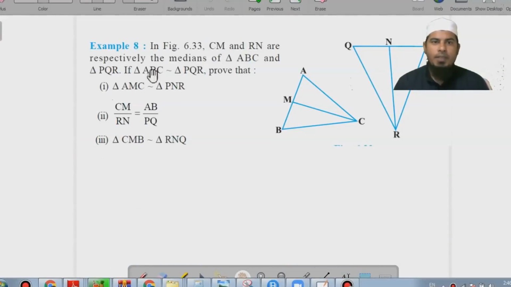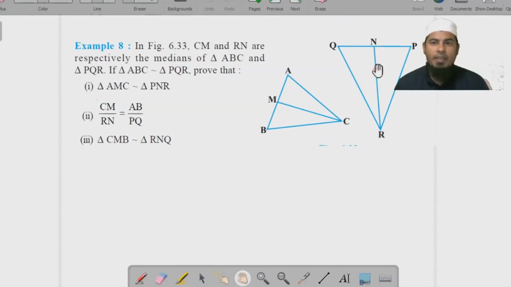Here is a question. In the figure, CM and RN are respectively the medians of triangle ABC and triangle PQR. Given that triangle ABC is similar to triangle PQR, prove that triangle AMC and triangle PNR are similar. Then CM by RN is equal to AB by PQ, the same ratio, and similarly we need to prove this. How can we do that?